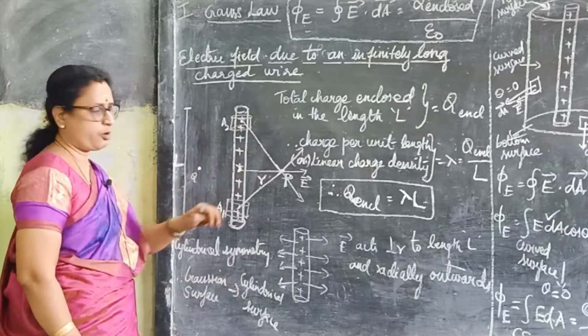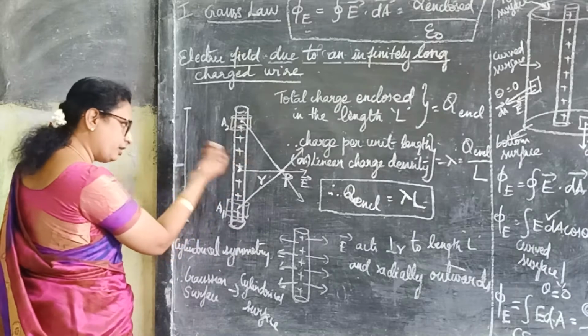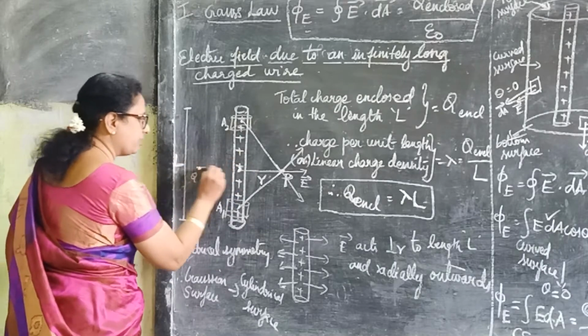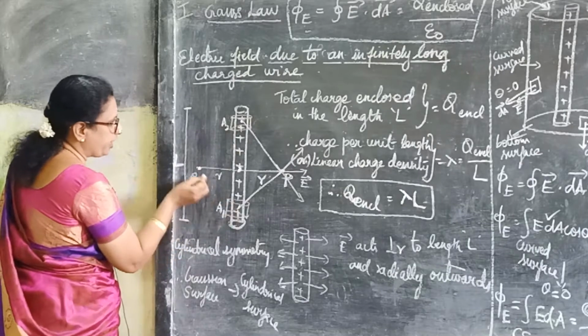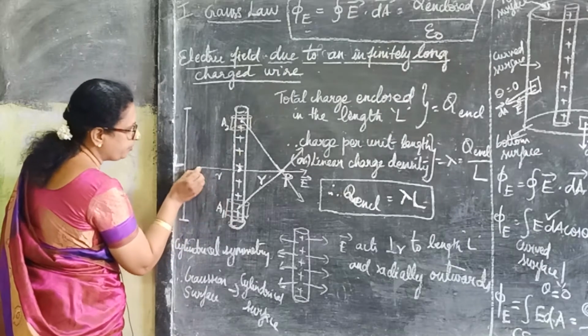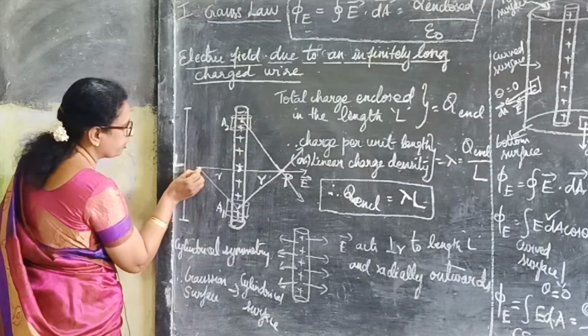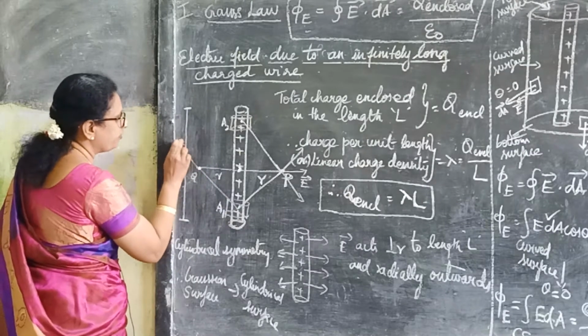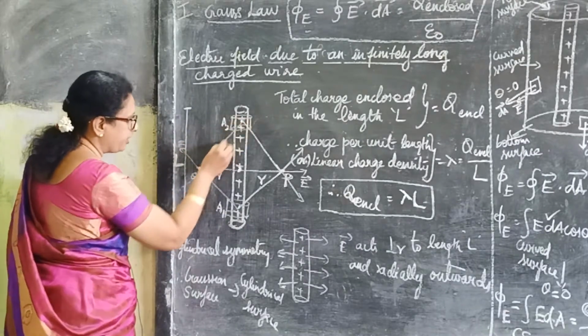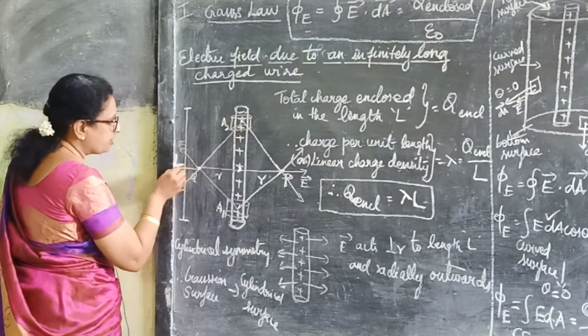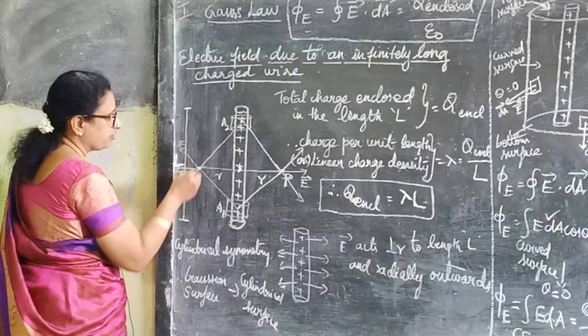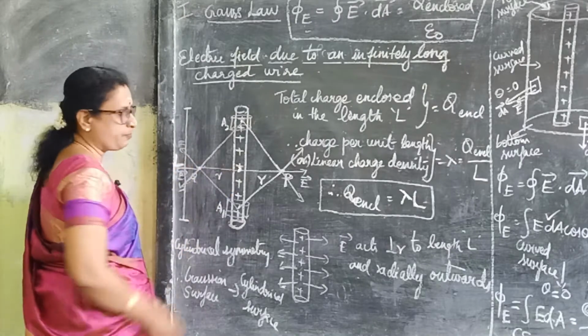Not only for this point: if you consider symmetrically a point Q on the other side at the same distance R, then join A1 and Q; the electric field due to A1 will act in this direction, and due to A2 the electric field will act along A2Q. The resultant E will act here along R.